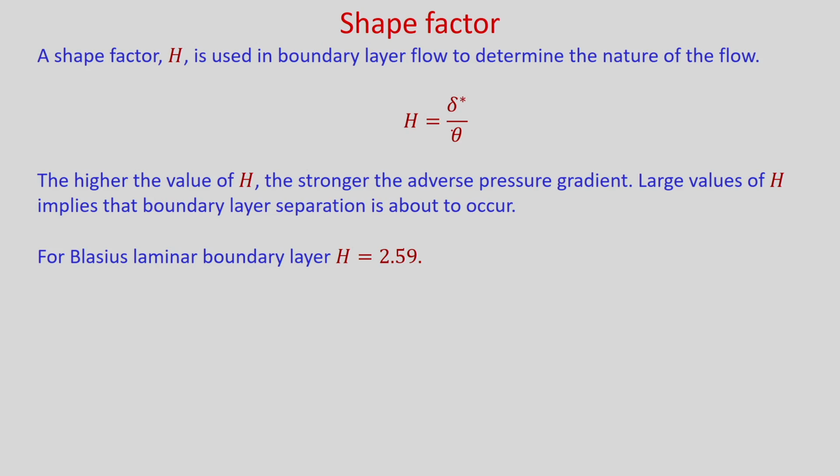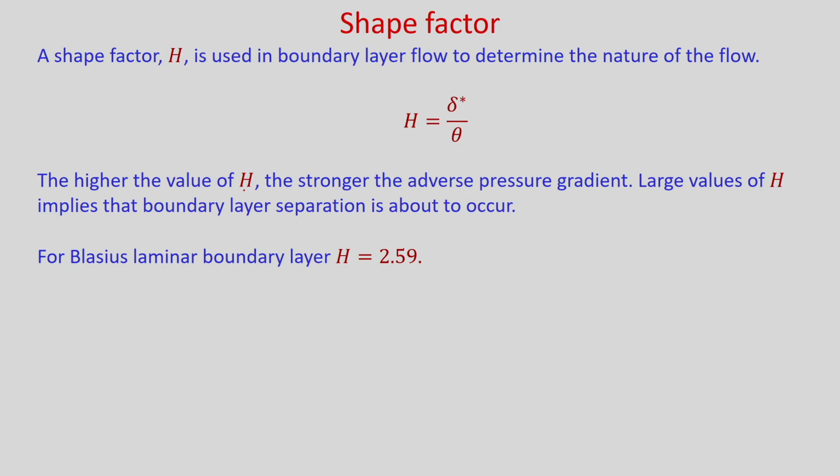So, this is called the shape factor because this H depends solely on the velocity profile. Okay. So, the higher the value of H, the stronger the adverse pressure gradient, and larger values of H imply that boundary layer separation is about to occur. And for the Blasius laminar boundary layer, H will be 2.59. So, in the next module we will discuss more about the shape factor.